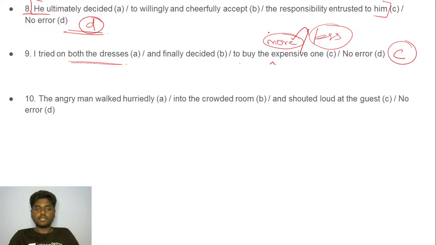Good. Very good. Go for the 10th one. What will be the case for the 10th? "The angry man walked hurriedly into the crowded room and shouted loud at the guest." What for the 10th one?